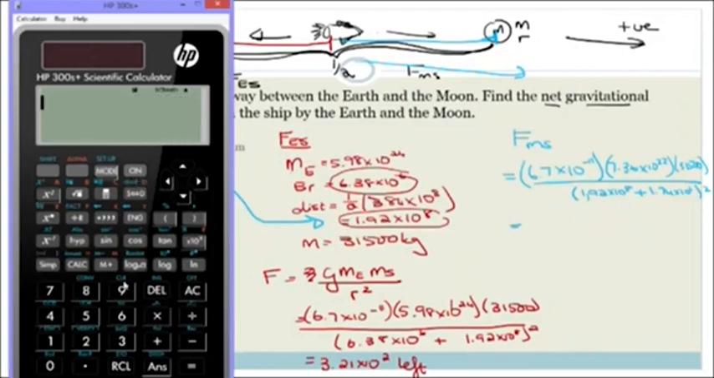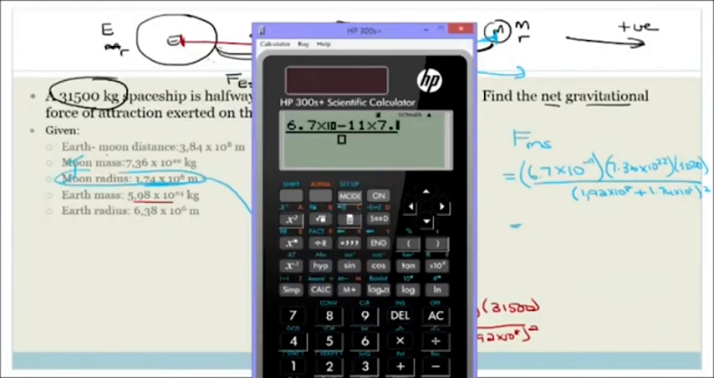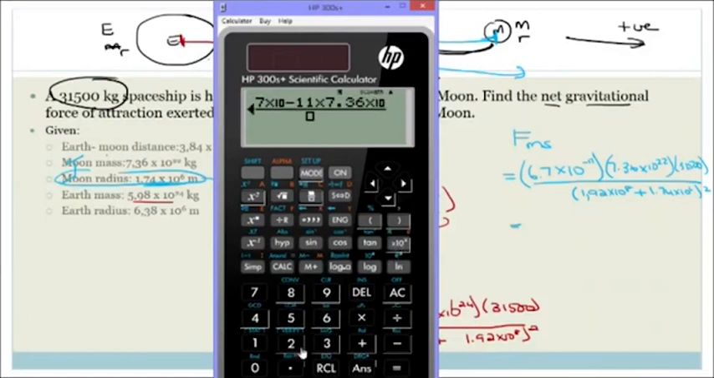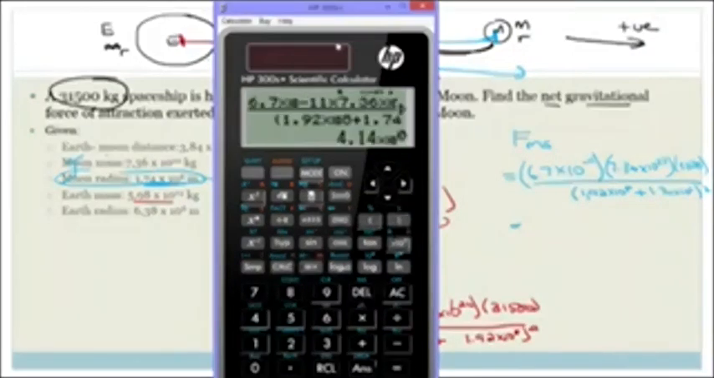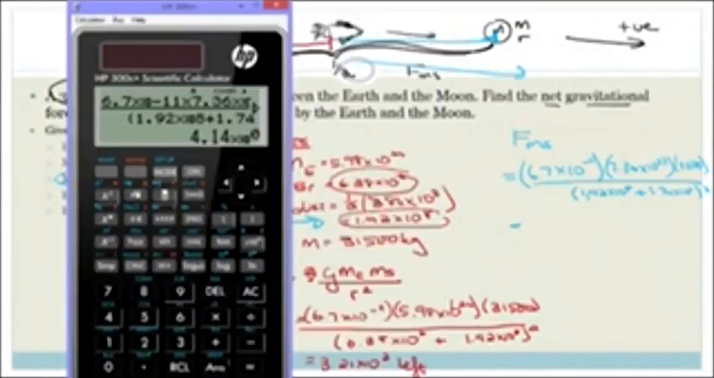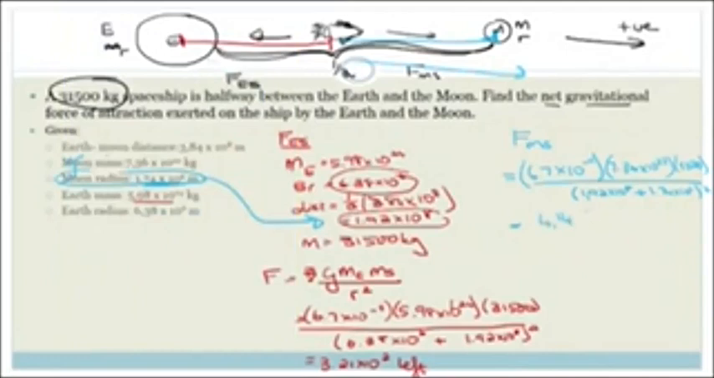So let's clear and we're going to go 6.7 exponent negative 11 multiplied by 7. And how embarrassing, I can't read my handwriting. I think it's 36. Here we go. 36 exponent 22 multiplied by 31,500, all divided by open bracket 1.92 exponent 8 plus 1.74 exponent 6, close bracket, square, and that becomes 4.14. Okay, 4.14.